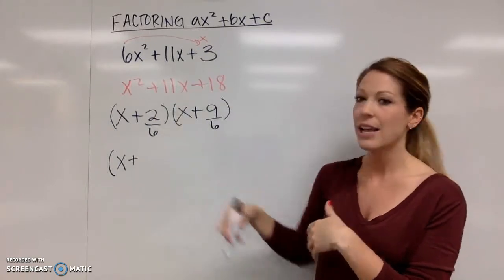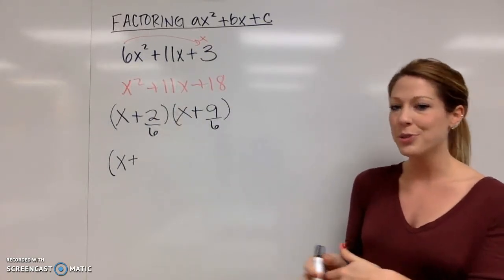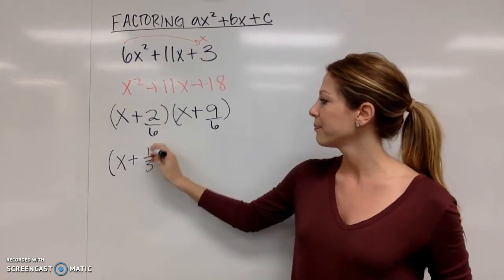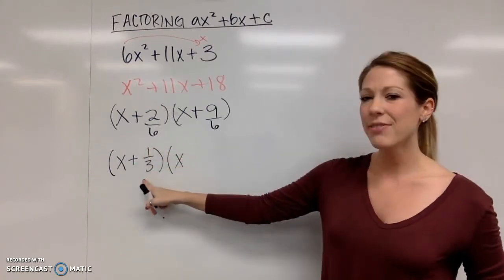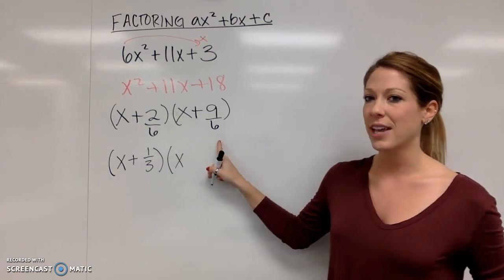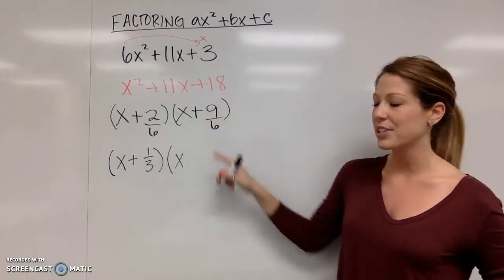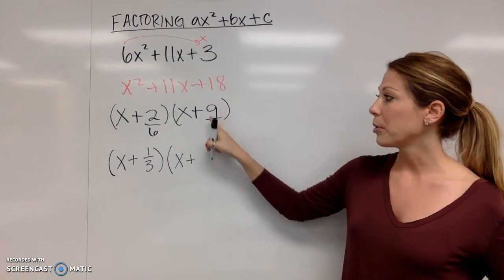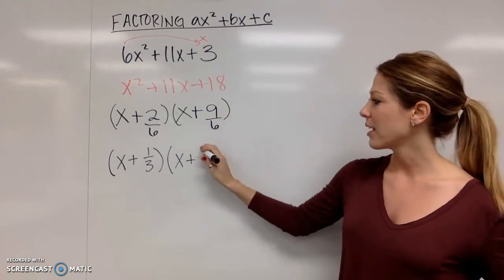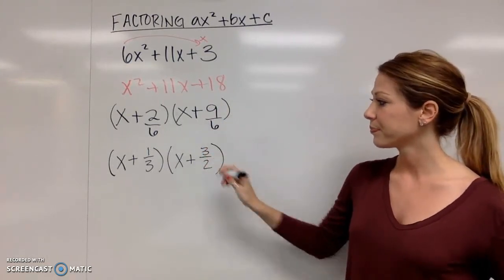So 2 over 6, both of those numbers are divisible by 2, so we can reduce that to 1/3. And usually if you can reduce one fraction, you can reduce the other. So 9 over 6 can also be reduced. They're both divisible by 3, so we get 3 over 2.